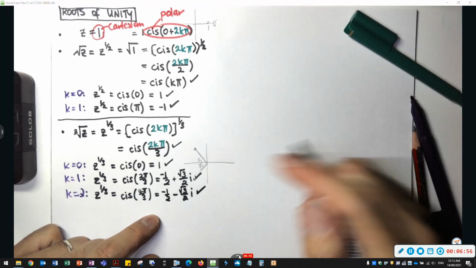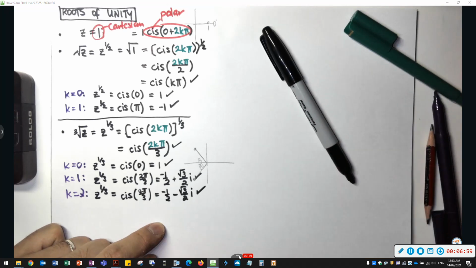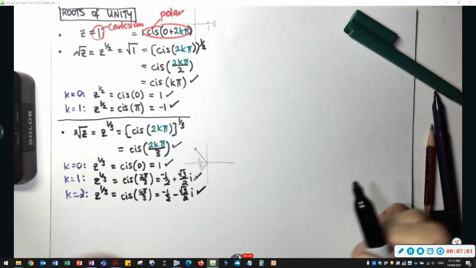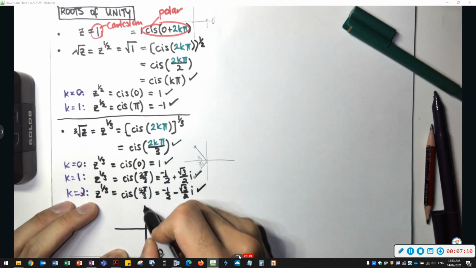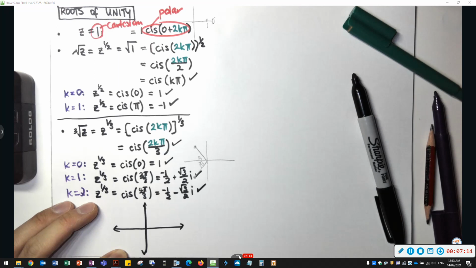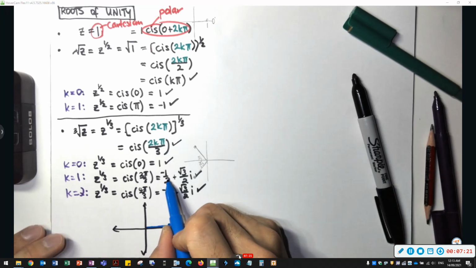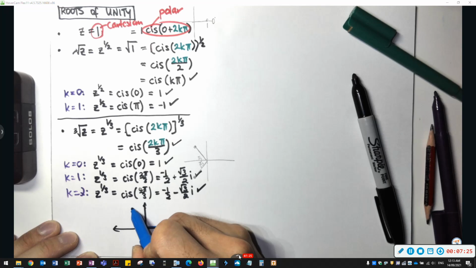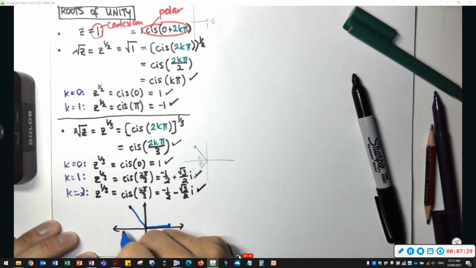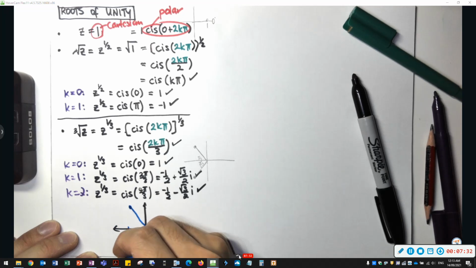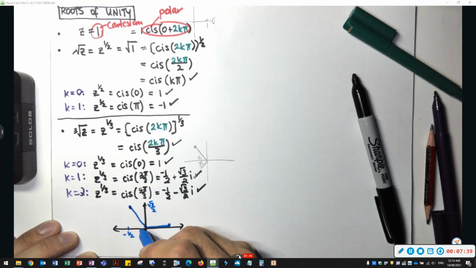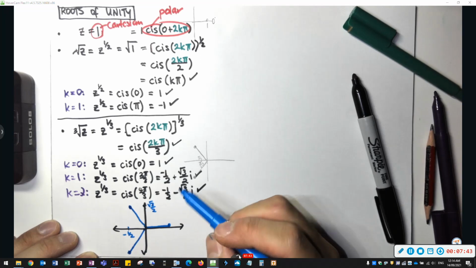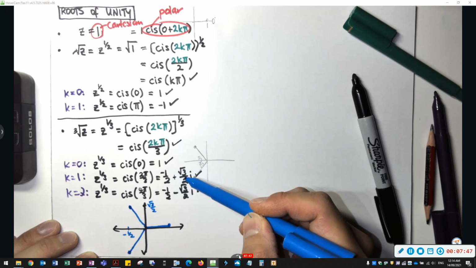Alright, so I should mark in the solutions on my Argand diagram clearly so you can see it properly. So let's just redraw this. So what do we have? We have 1. We have negative 1/2 plus root 3 on 2 i. So here's 1, and this part here is negative 1/2, and this is root 3 on 2. And then we have another solution over here. In fact, if you look carefully, that third one is the conjugate of the second one.